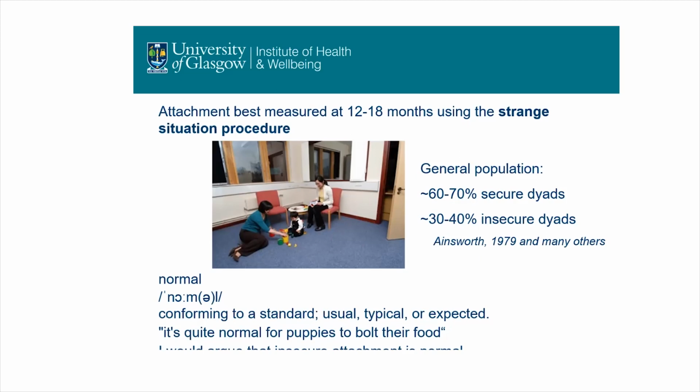Because let's face it, if you had a class of 100 students, probably 30 to 40% of them would have had an insecure attachment relationship pattern if they'd had a strange situation conducted when they were 12 to 18 months with one of their parents, but they've grown up fairly typically.